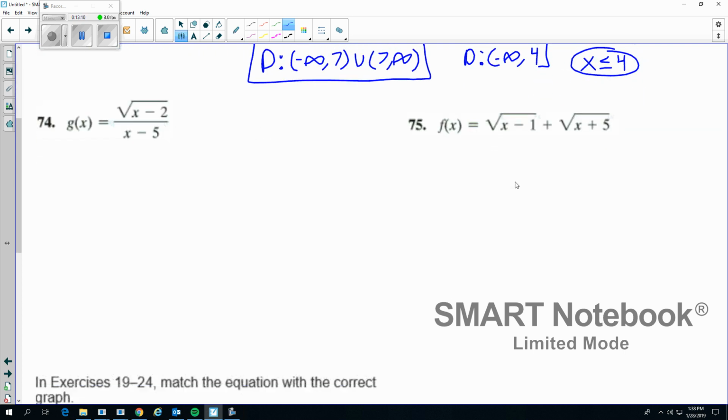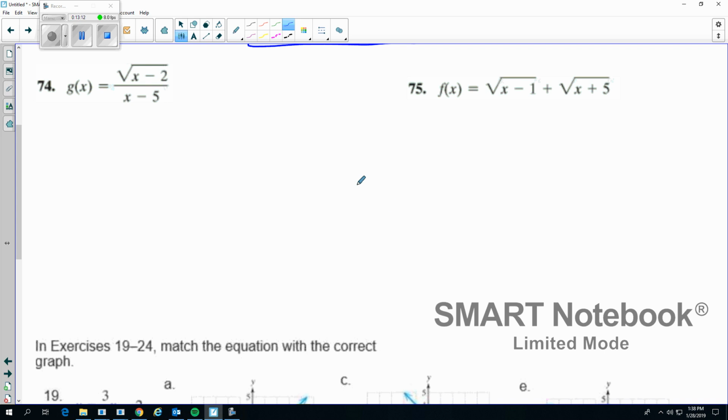Okay, 2 more to go. And if you look back in the notes, you'll find examples just like the ones we're doing here. Okay, so on 74 here, we've got a couple conditions going on. First things first, the denominator, we don't want it to equal 0, so I'm going to take this and set it equal to 0 so I can figure out that excluded value.